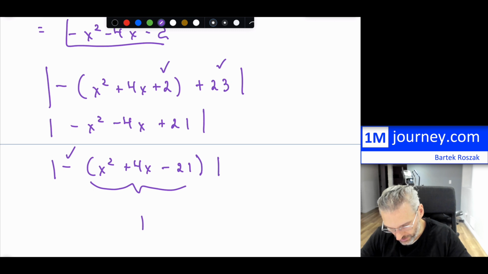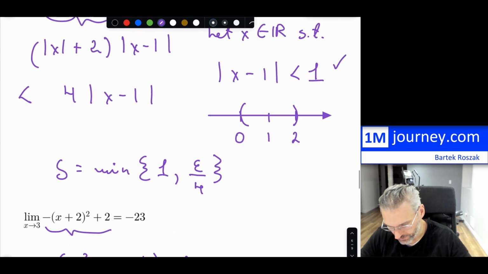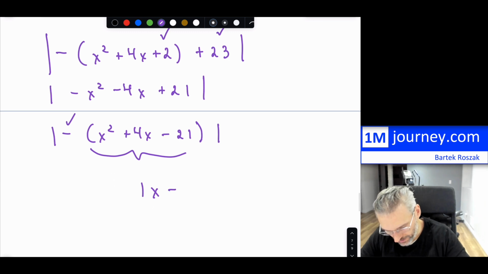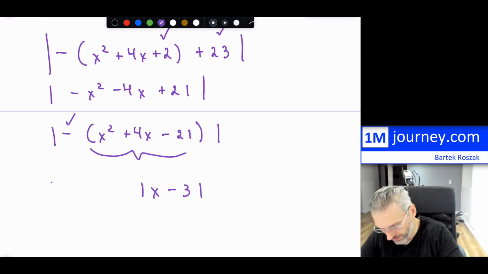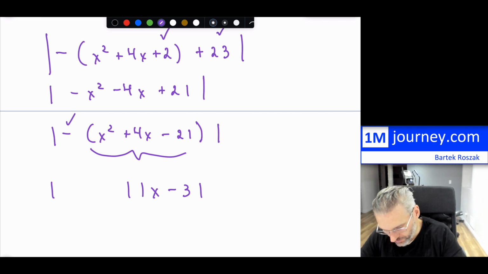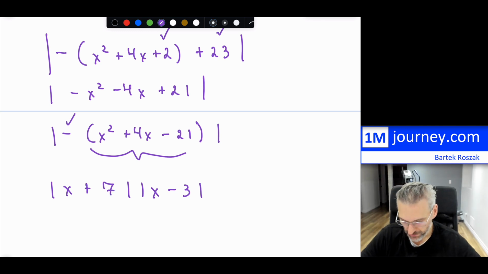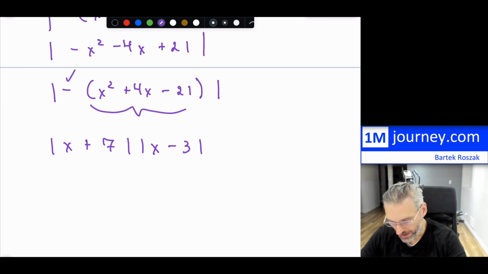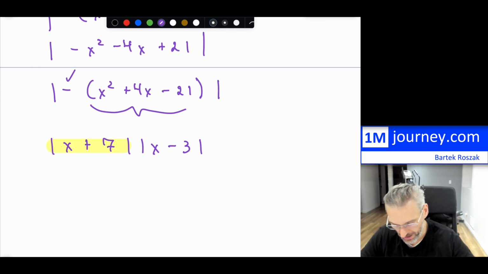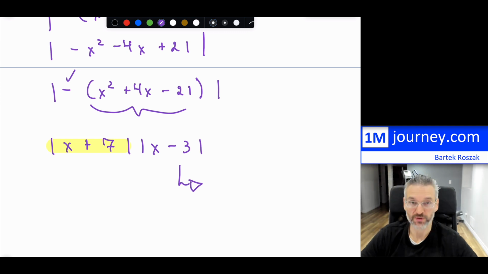And again, we know that this is going to be 3, so it's x minus 3, so that's one factor, and then now we just need the other factor. So it looks like it's going to be x plus 7. All right, so there you have it. And now again, we want to put a bound on this. All right, so how do we put a bound on this? Well, we restrict where the x is.